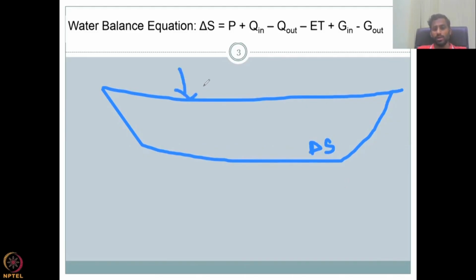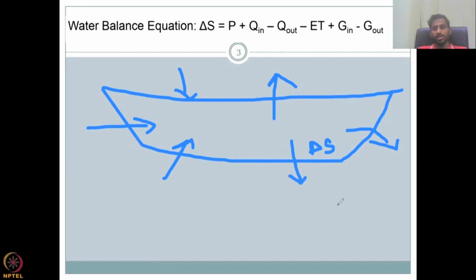Precipitation is what comes in, P. Q in is what comes in as surface water. Q out is what goes out as surface water. ET is loss, so it goes out. Okay, all the minuses are going out. So this is ET loss, this is your Q out. And then you have your groundwater in, which is from the basement. I'm saying, okay, this is the groundwater coming in and groundwater coming out.